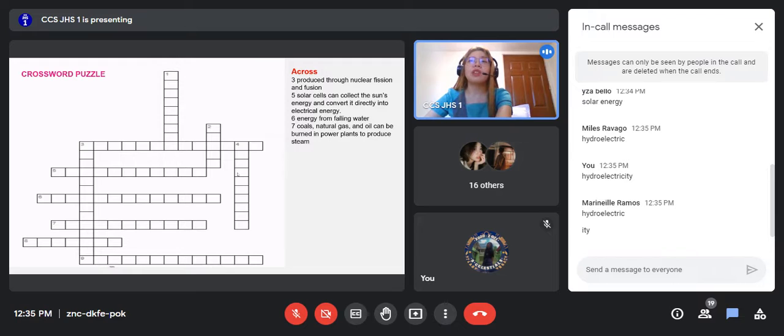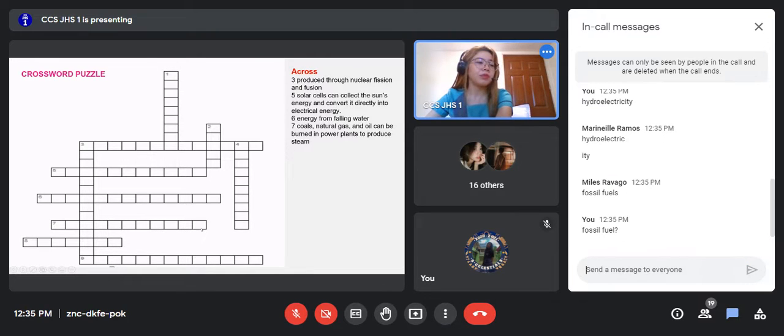Okay, next. Number 7. Coal, natural gas, and oil can be burned in power plants to produce steam. What is this? 7, 2, 4, 6, 8, 10, 11. 11 letters. Okay, very good. That's correct, Pauline and Miles. Fossil fuel.